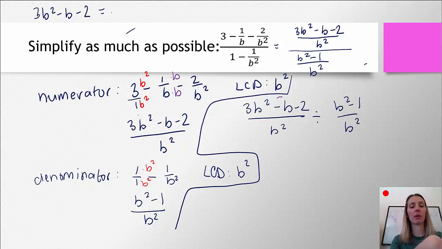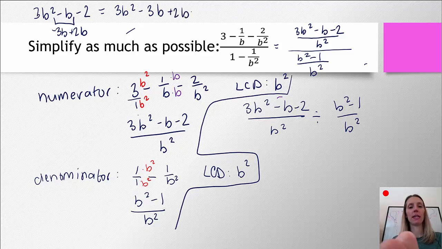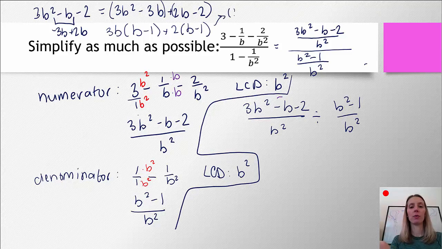So I'm going to expand. I'm going to rewrite this minus b as minus 3b plus 2b, because it still adds back up to minus b. That gives me 3b squared minus 3b plus 2b minus 2. Now I can factor by grouping, since I have 4 terms. The GCF of 3b squared minus 3b is 3b, leaving behind a factor of b minus 1. 2b minus 2 has a GCF of 2, leaving behind b minus 1. So this will factor into b minus 1 times 3b plus 2.